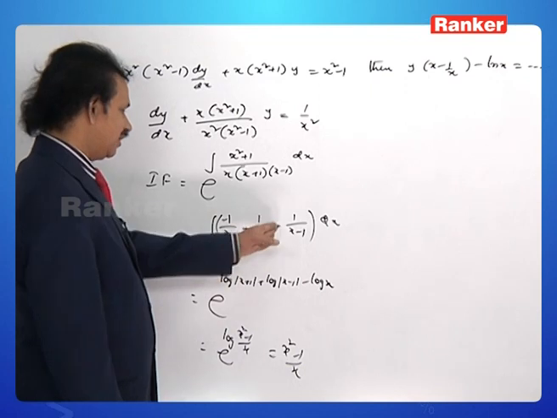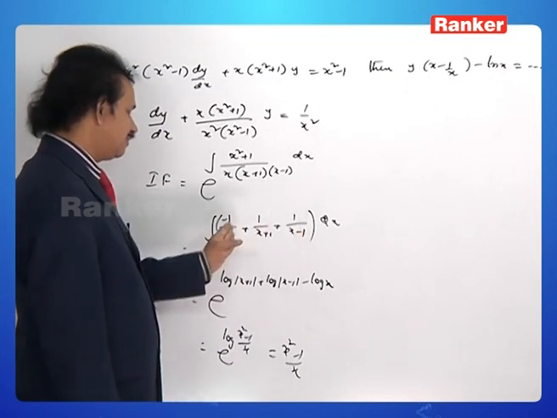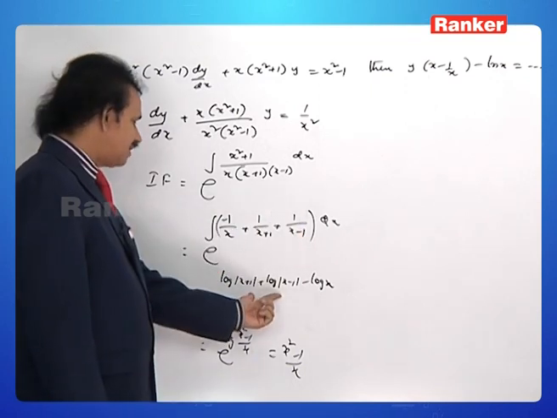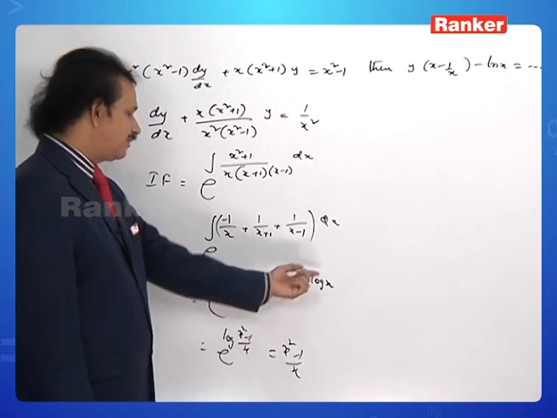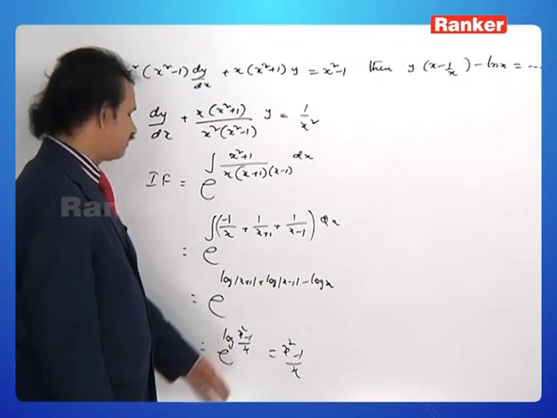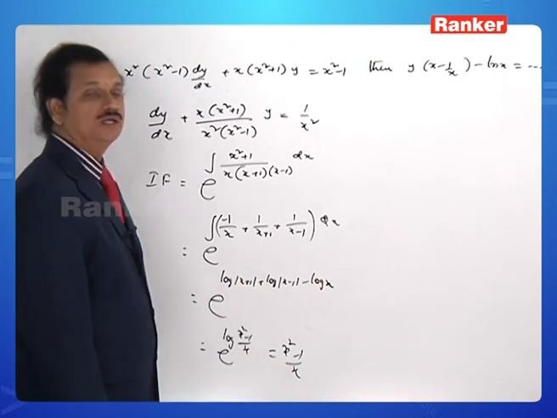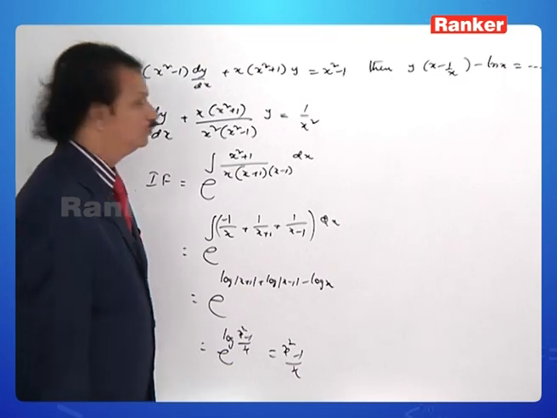So it is log x plus 1, log x minus 1, minus log x, and the sum of these two, log m plus log n, is log x square minus 1. Log x square minus 1 minus log x, log of x square minus 1 by x, and that becomes the actual IF. Well done.